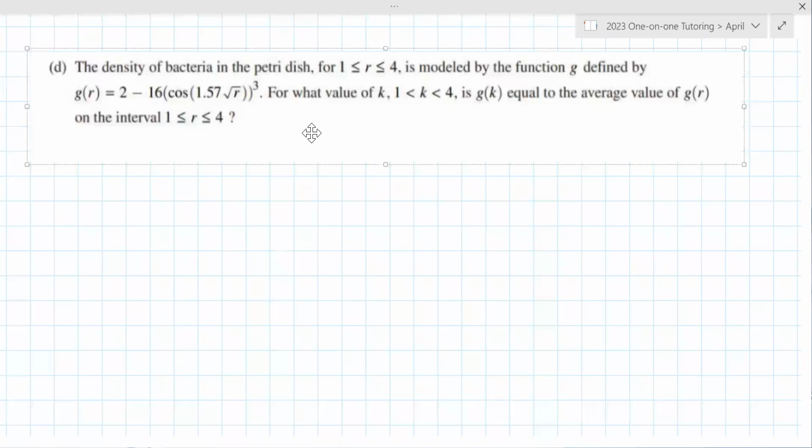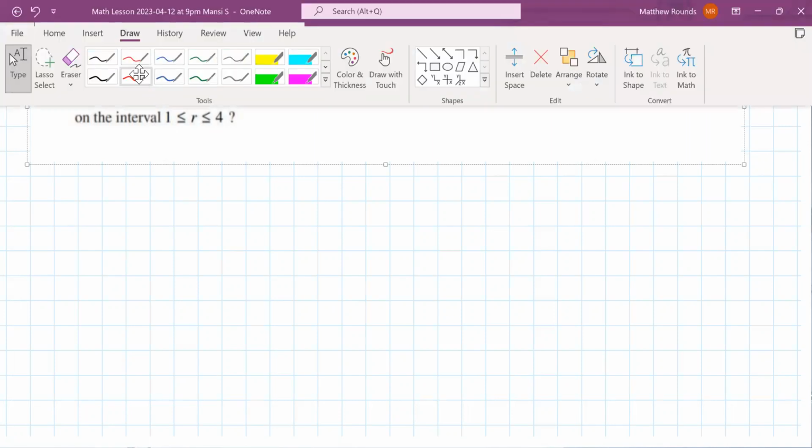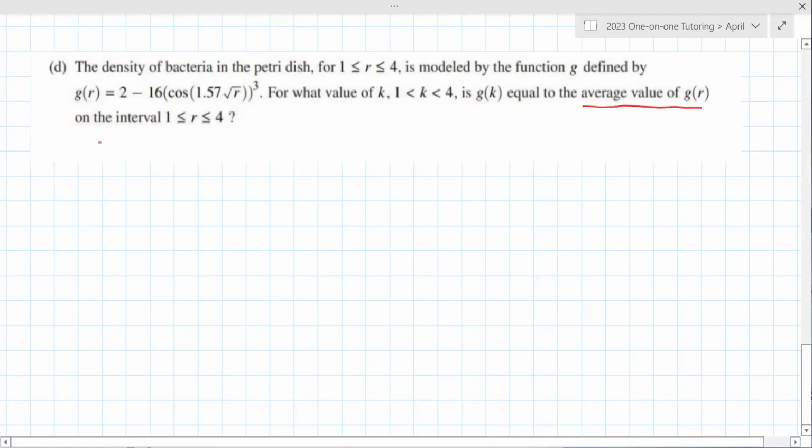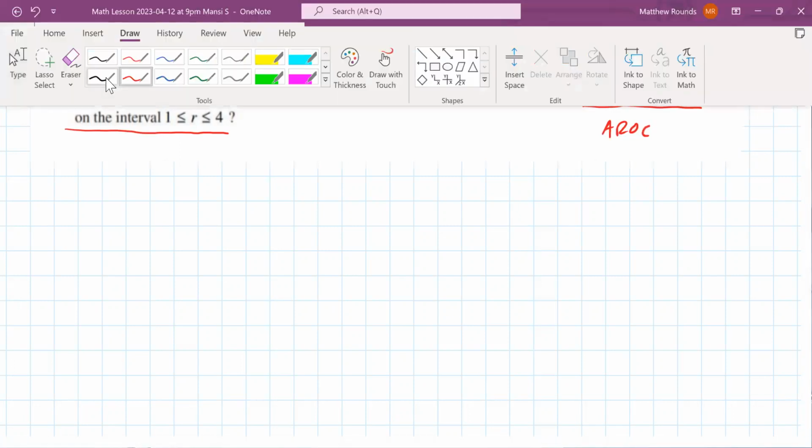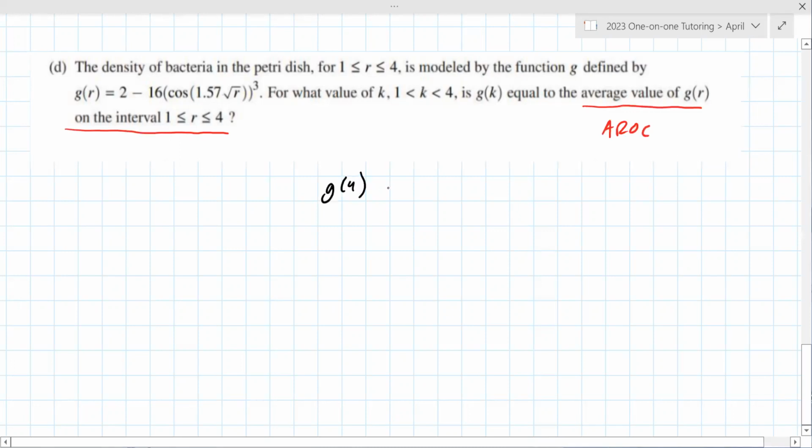So this is really loaded. There's a lot of information here, and you try to piece out the things that look familiar to you. Like when you see average value of g(r) on the interval from 1 to 4, that is the average rate of change, g(4) minus g(1) over 4 minus 1. On the AP, if you see something you do know how to do, you try it and see where that takes you.